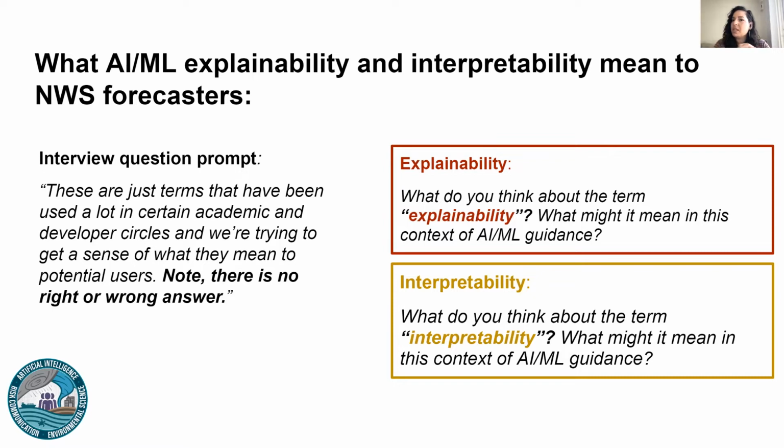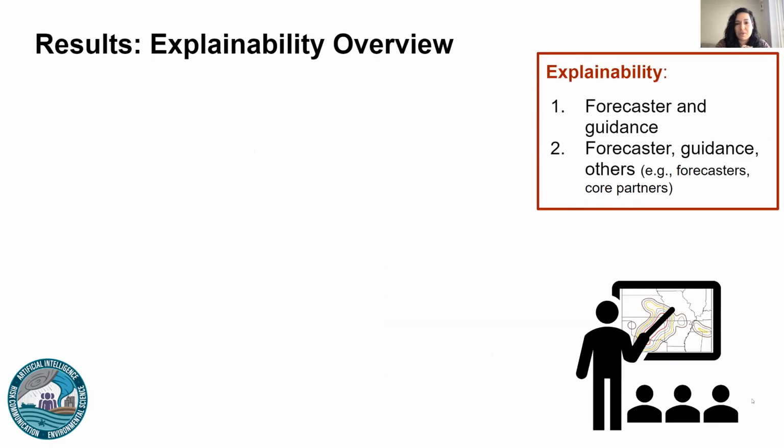So for explainability, we asked, what do you think about the term explainability? What might it mean in this context of a new AI machine learning guidance being developed? Second, for interpretability, what do you think about the term interpretability? What might this mean in that same context of a new AI and machine learning guidance being developed? And now we can walk you through some of the results.